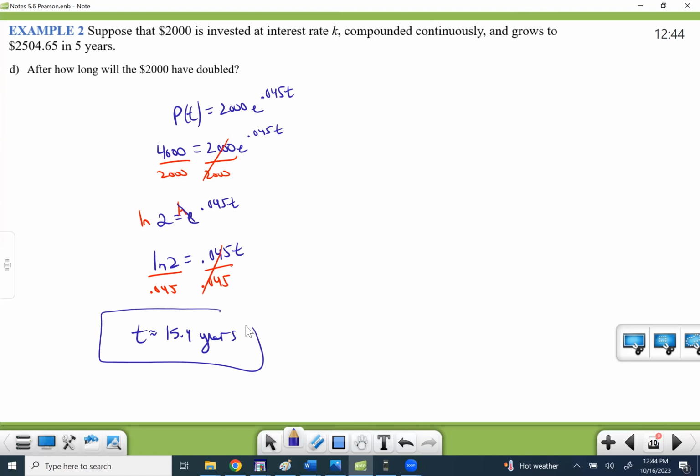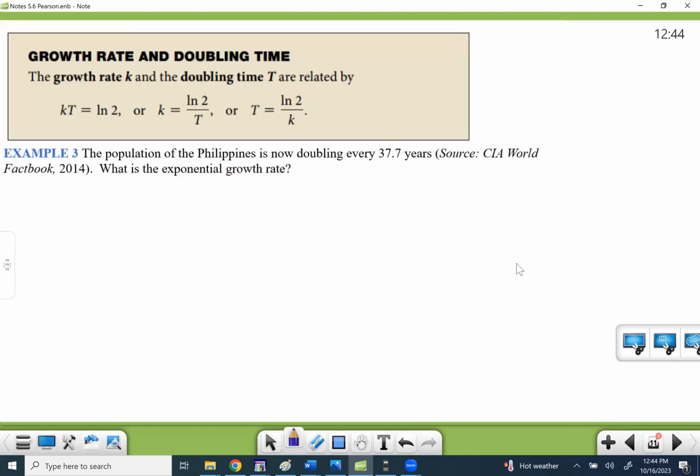Now, what I want you to notice is that to find the time here, we had natural log of 2 divided by this 0.045. That was the K. So the time was just natural log of 2 divided by the K. That's going to lead us into what this is saying right here. The growth rate K and the doubling time capital T are related by this. We actually just used this right now to find the doubling time.